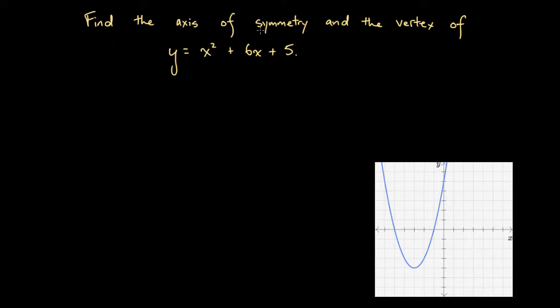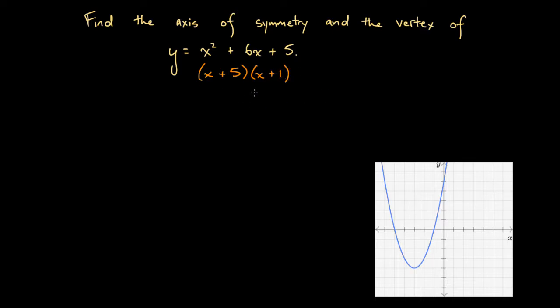Find the axis of symmetry and the vertex of y equals x squared plus 6x plus 5. Well, you might recognize this from a previous video that we looked at, and in that video we were asked to find the x-intercepts. We found the x-intercepts by first factoring this side of this quadratic equation. We found specifically that this statement is the same as x plus 5 multiplied by x plus 1.